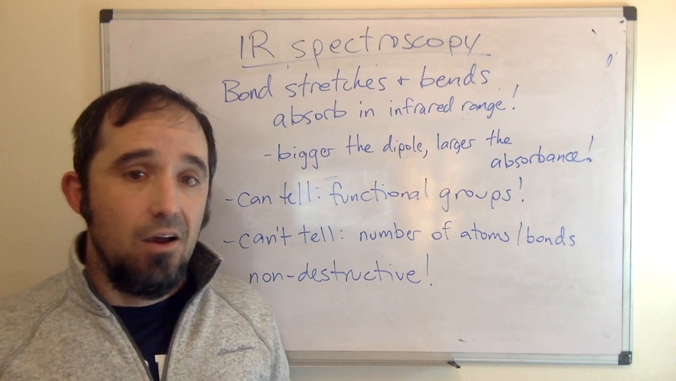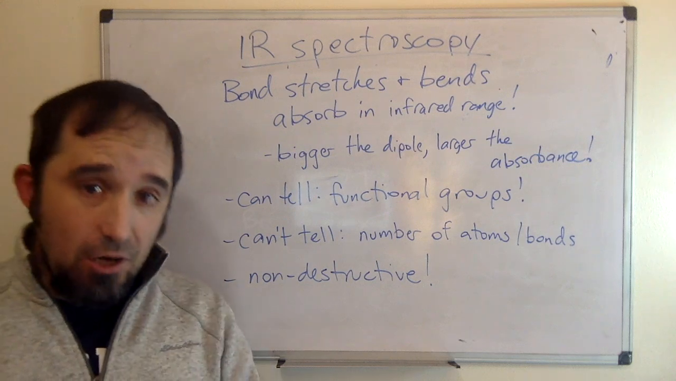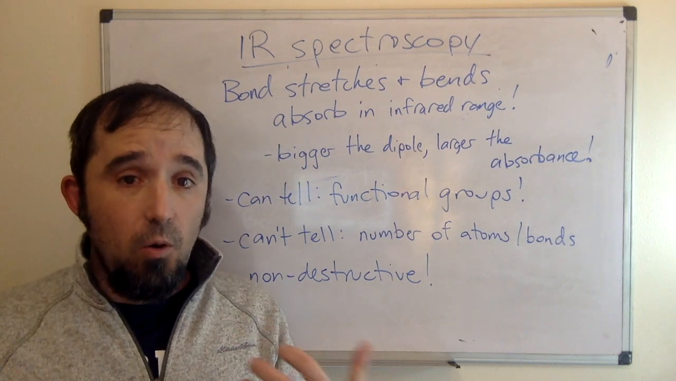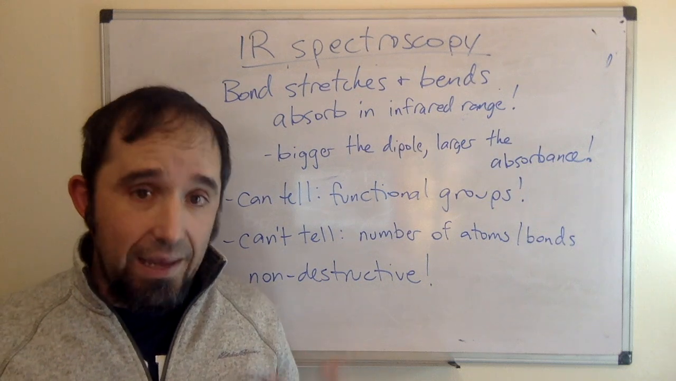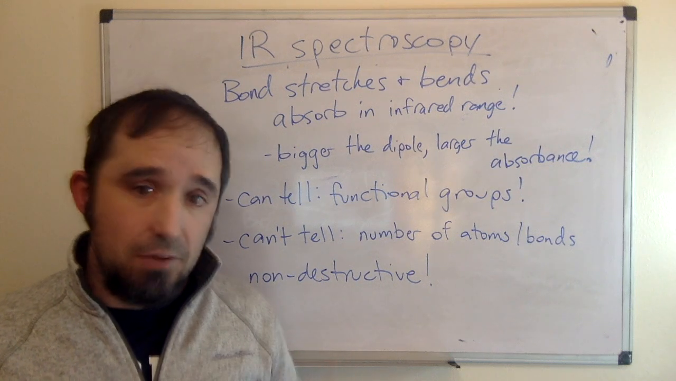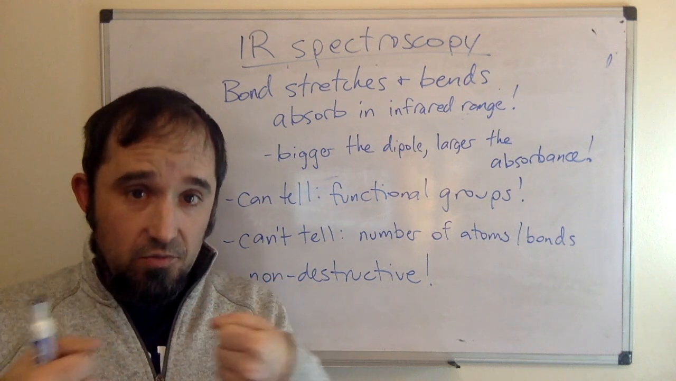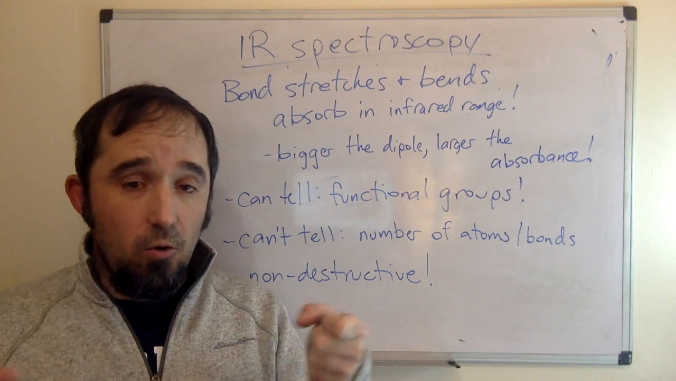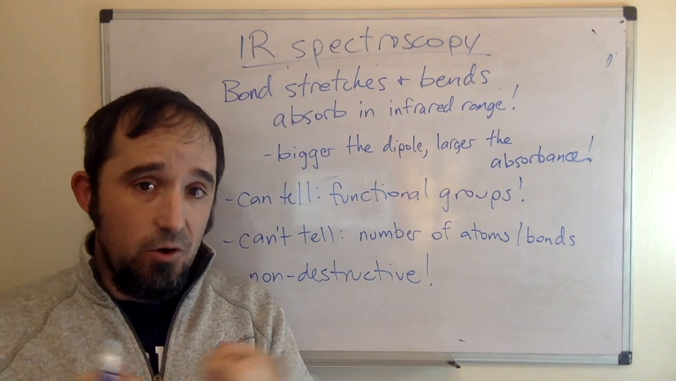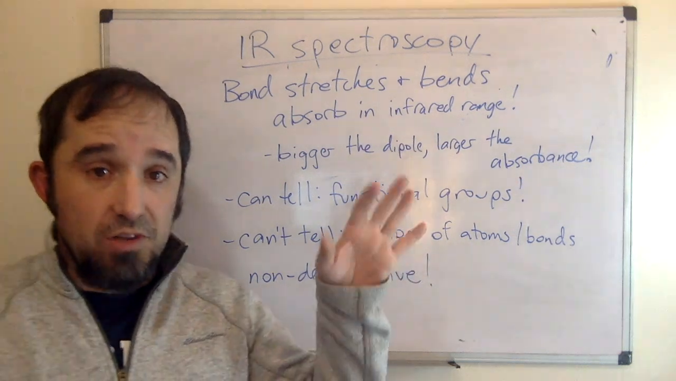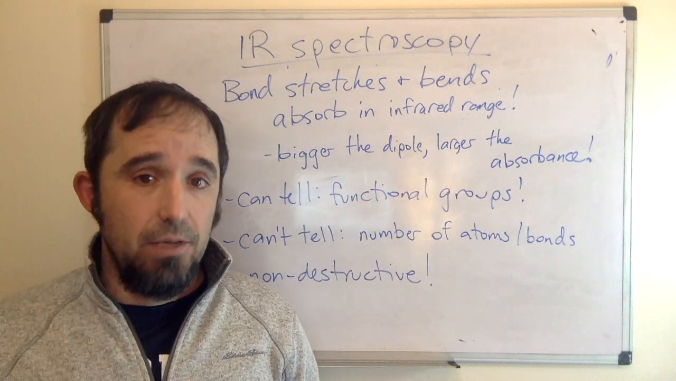So in IR, we're looking at bends and stretches in a molecule. Those bending and stretching modes absorb in the infrared range of the electromagnetic spectrum. And it's only going to interact with dipoles, right? So the bigger the dipole, the more that light is going to interact with it. So the bigger the dipole is, the larger the absorbance of that light is going to be.